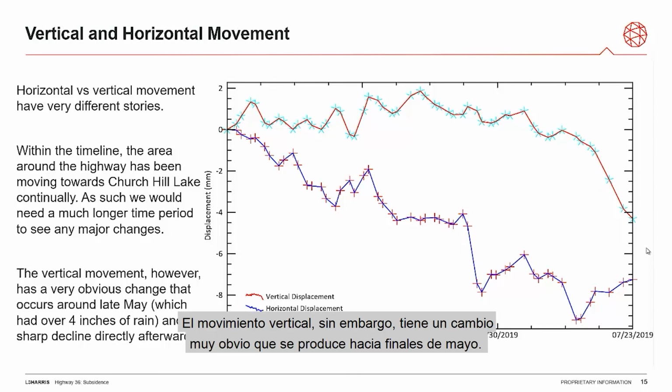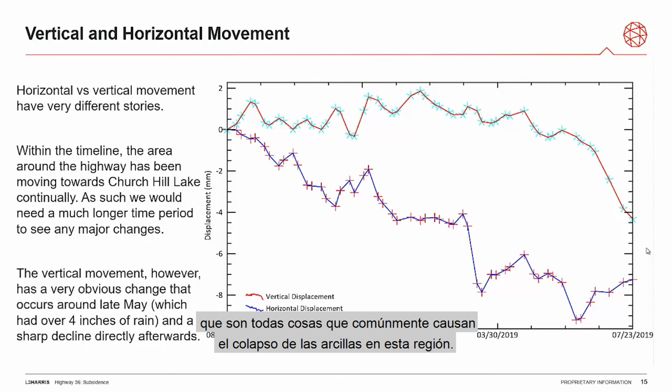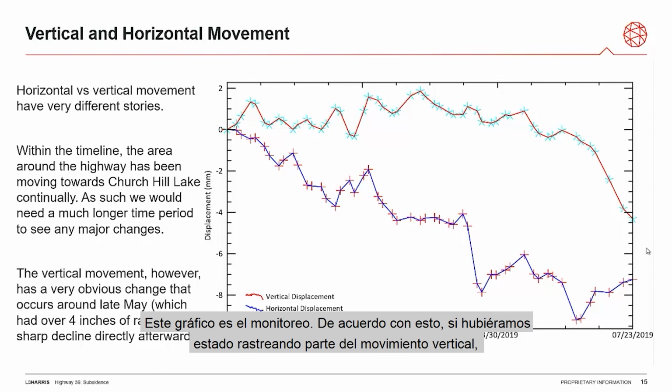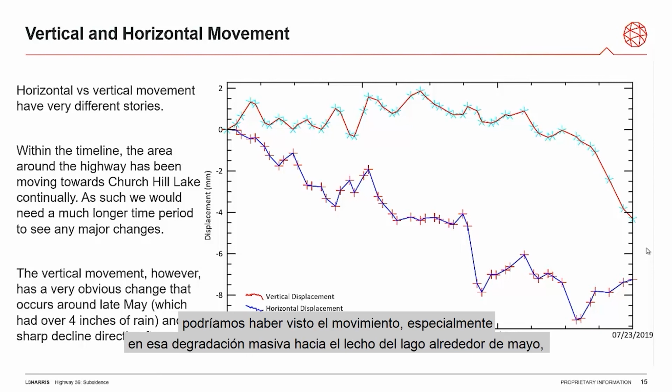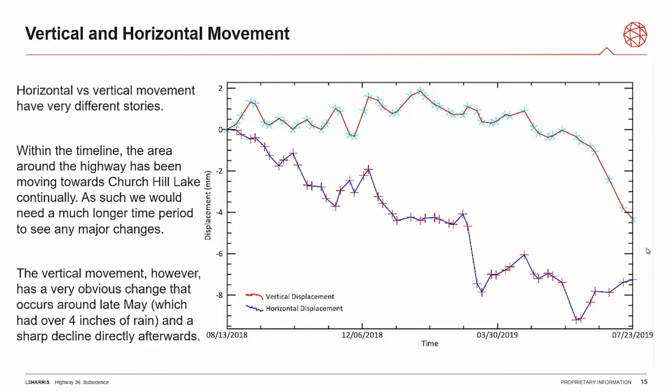The vertical movement, however, has a very obvious change, occurs around late May. I was checking this against the weather, and in late May we had a lot of rain. In that case, the day before, or a little bit before the day before this happened, we had about 4 inches of rain in one day, and we had periods of extremely high temperatures and extremely low temperatures, all things that commonly cause the clays in this region to collapse. This is the monitoring. According to this, if we had been tracking some of the vertical movement, we might have been able to capture this movement, especially in that massive degradation down into the lake bed around May, in time to prep for the possible collapse in July.